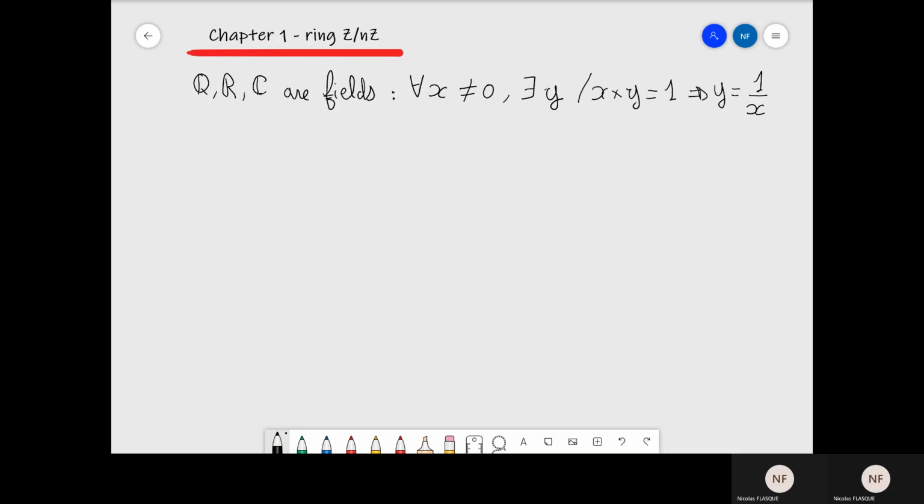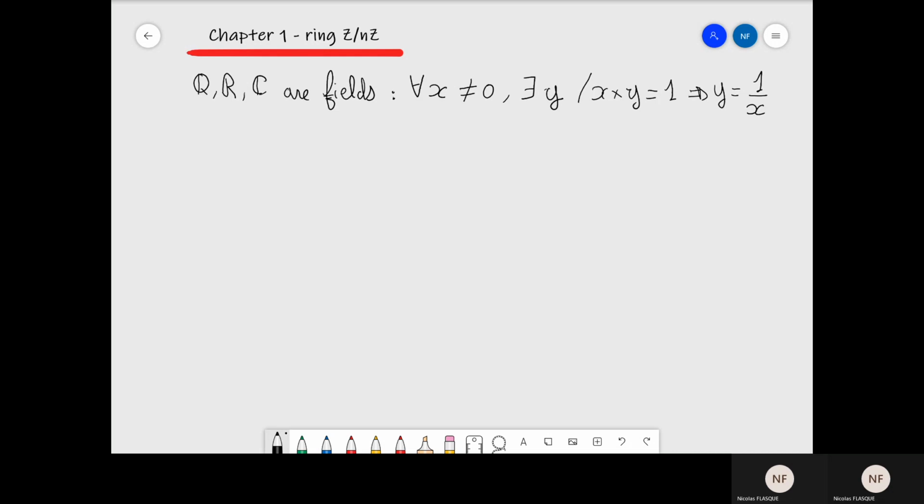So from the example of calculation we've made just before, we will talk about the ring structure of Z over NZ. As a reminder, perhaps something you don't know for the moment is that the standard sets of numbers you're used to, such as Q or C, actually have a property, and they are so-called fields.